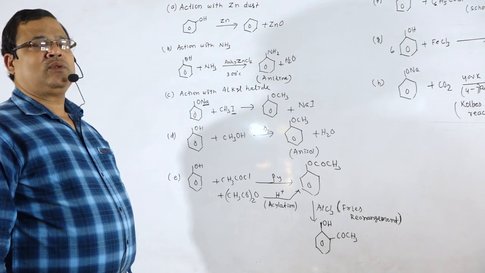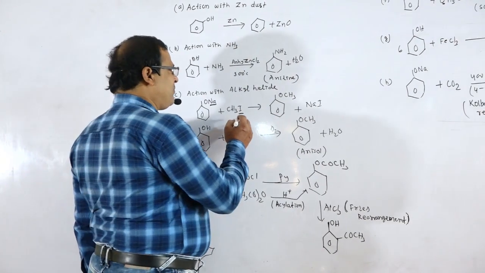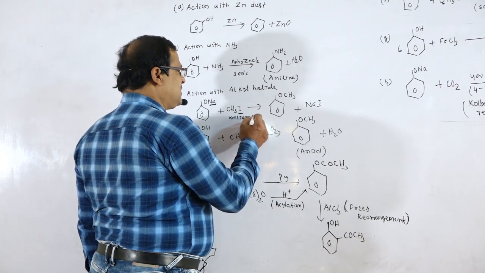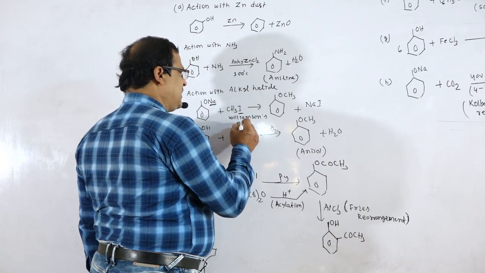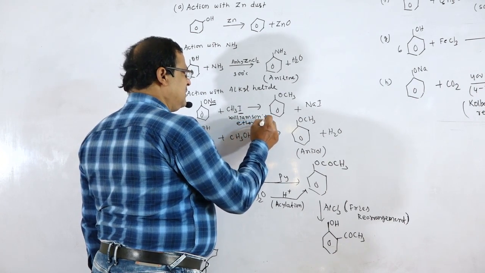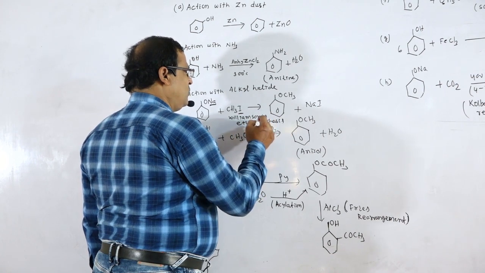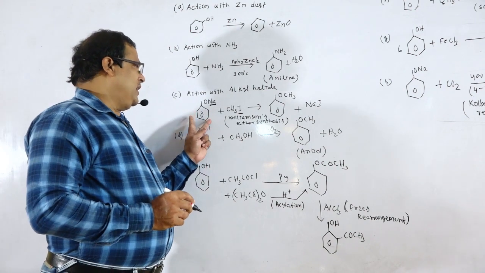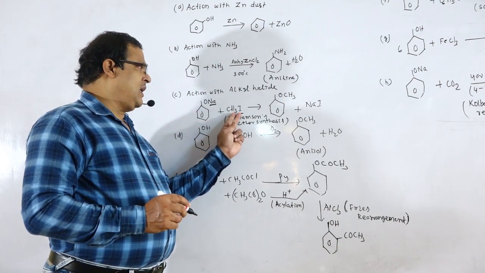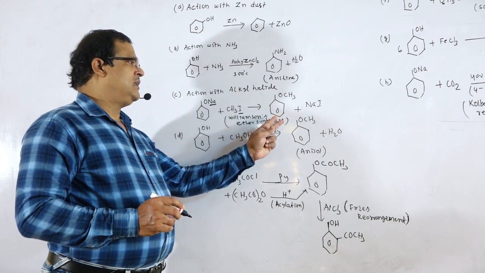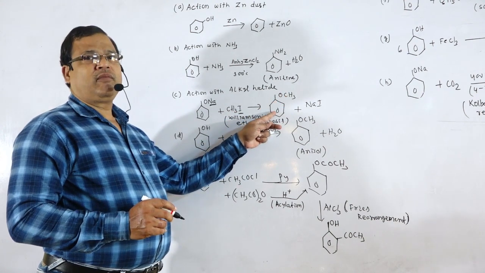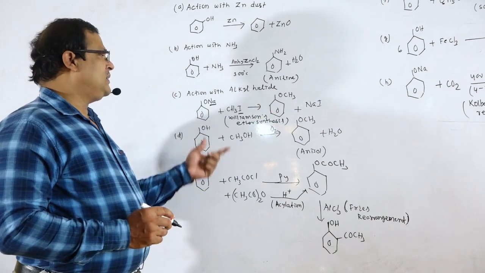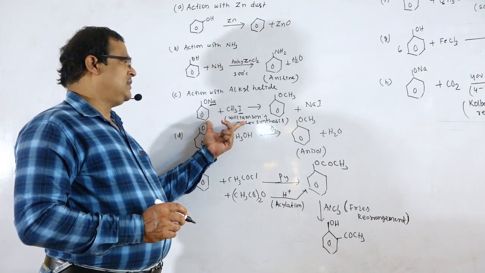And this reaction is known as Williamson's ether synthesis. So sodium phenate treated with alkyl halide gives methoxybenzene, otherwise known as anisole, and this reaction is Williamson's ether synthesis.